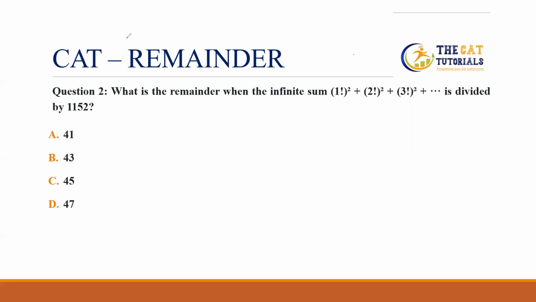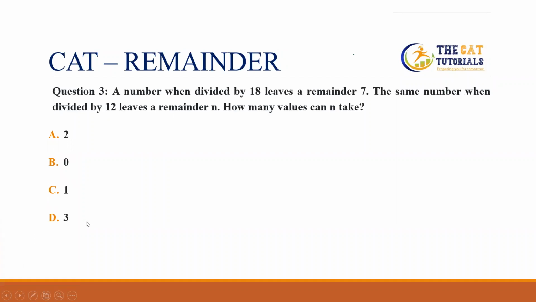So right now I'm going to discuss the next question. The question is: a number when divided by 18 leaves a remainder 7. Then the same number when divided by 22 leaves a remainder 10. How many values can n take? Okay, so students, see, whenever we are talking about the CAT, it never asks a question that is based on the formula.